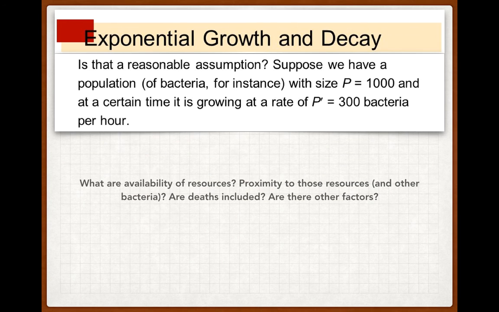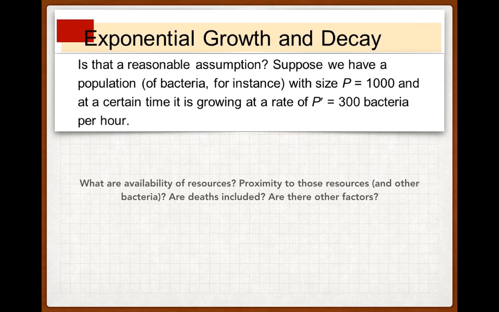Other things you need to factor in, and these are just a few of the factors. What are the availability of resources? So what are the nutrients that the bacteria or the humans eat? The proximity to those resources. So some bacteria may be closer to the resources or the food or the nutrients, some may be further away. And that happens with people as well. If there are more resources, we tend to procreate more on average.